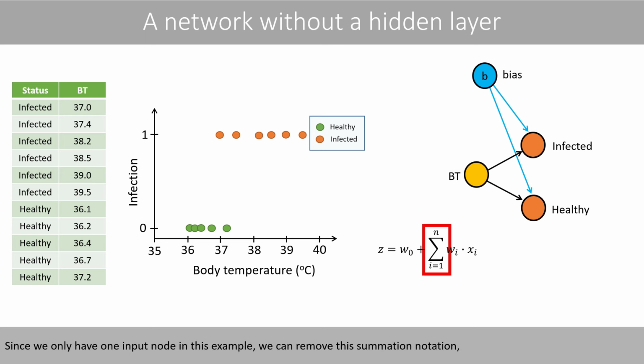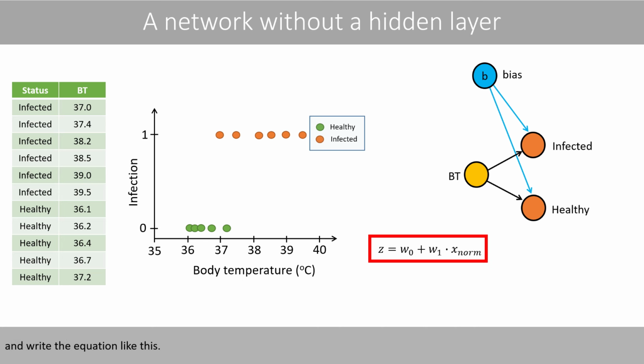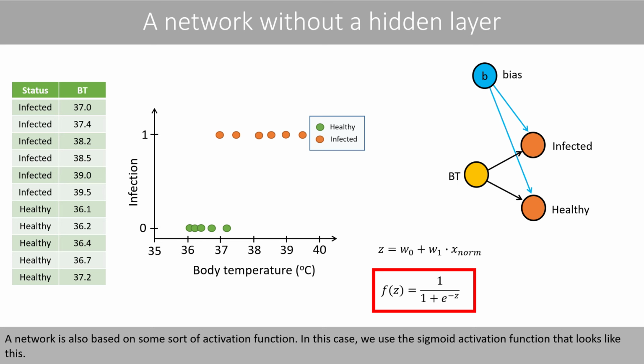Since we only have one input node in this example, we can remove this summation notation and write the equation like this. A network is also based on some sort of activation function. In this case, we use the sigmoid activation function that looks like this. If we train this network, we might obtain the following weights. If we like to predict the probability that a person is infected, we plug in the weights in this function.